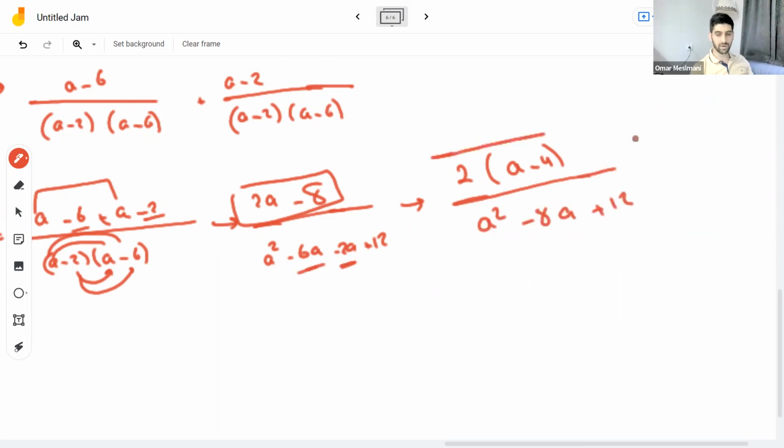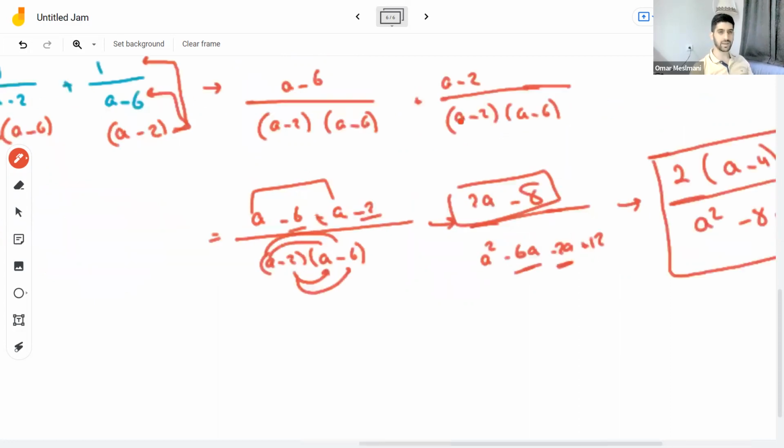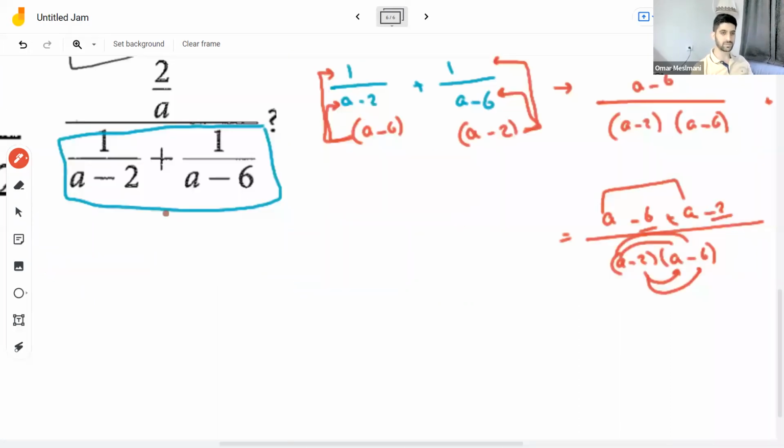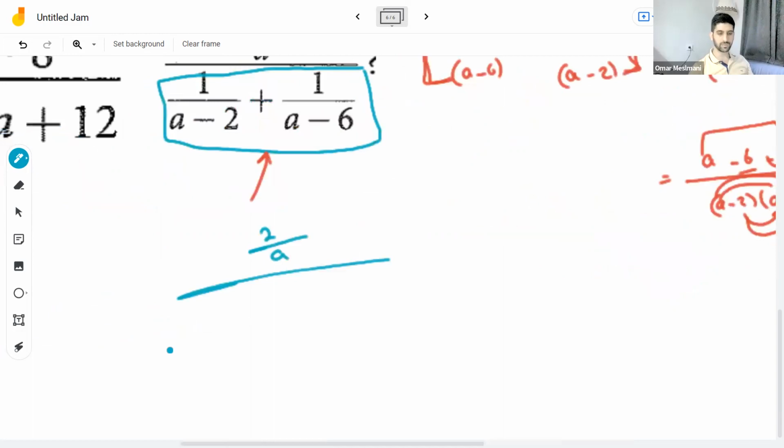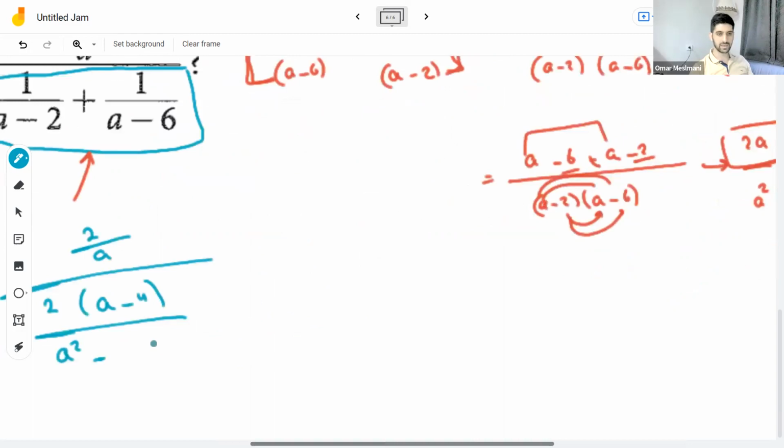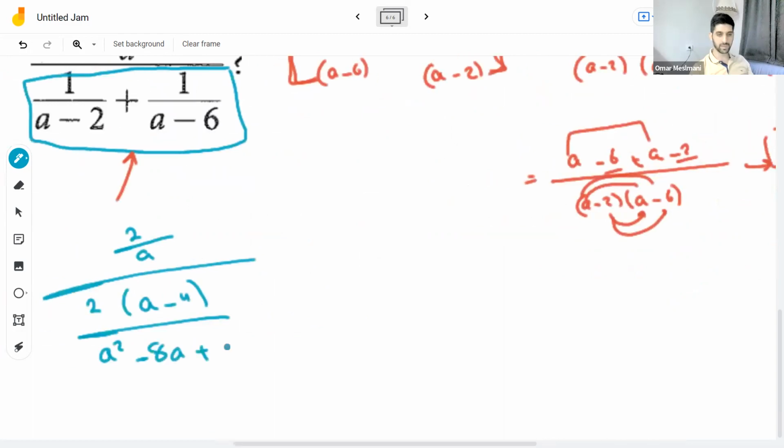Okay, all of that is the denominator. So all of that, I'm going to apply instead of this. All right, so my question was 2 over a over the denominator. And the denominator, I just found it to be 2 multiplied by a minus 4 over a squared, was it 8a? Yes, minus 8a plus 12.